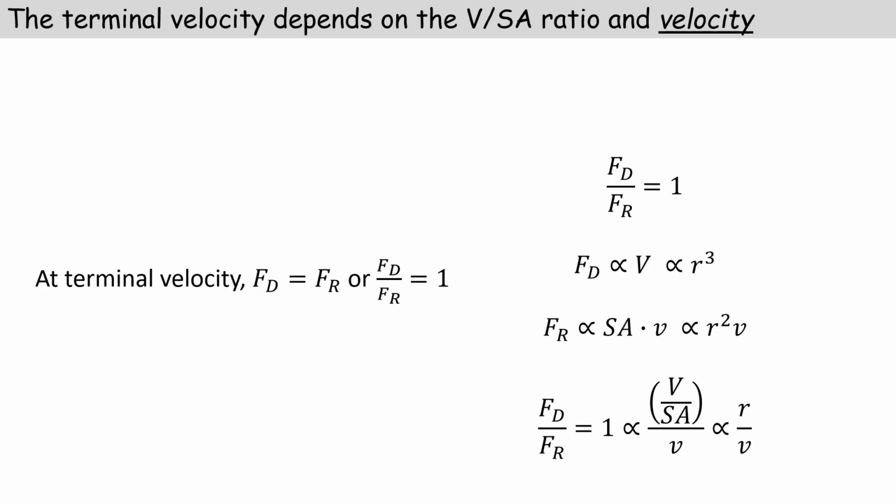A little analysis can show why this is so. At terminal velocity, the driving force F sub d is equal to the resisting force F sub r. Remember, there is no net force when the velocity is constant. If they're equal, then their ratio must be 1. Now follow closely with the following arguments on the right-hand side of the slide. The driving force depends on volume, which is proportional to r cubed for a sphere. This alpha symbol in that expression means proportional to.